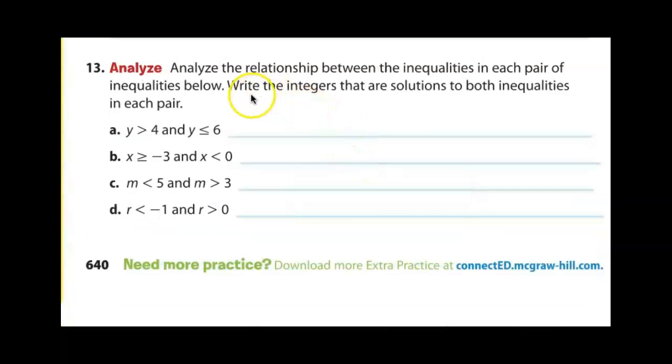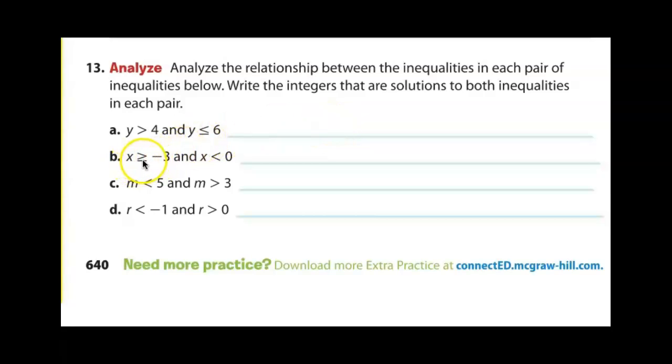This question will be part of tomorrow's independent practice. So I'm just going to read it to you, and you'll have time tomorrow to finish this up. Analyze the relationship between the inequalities in each pair of inequalities below. Write integers that are solutions to both inequalities in each pair. So if y is greater than 4 and y is less than or equal to 6, what are possible solutions that match both of those inequalities?